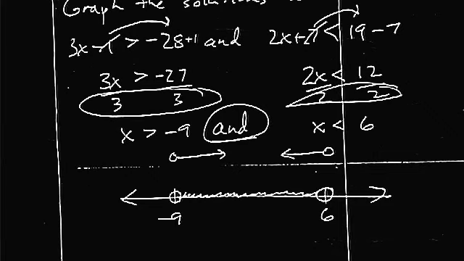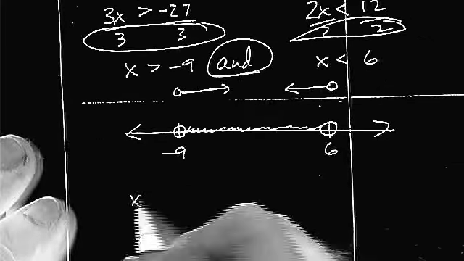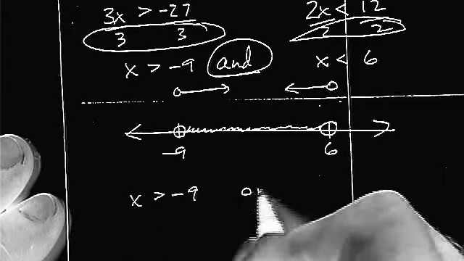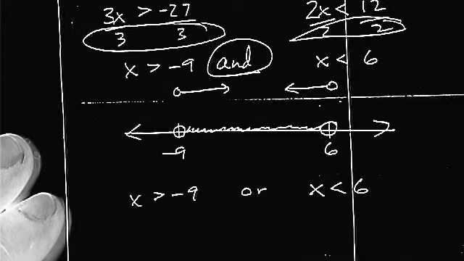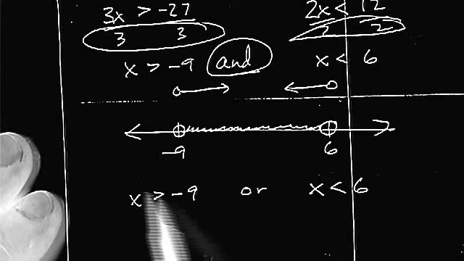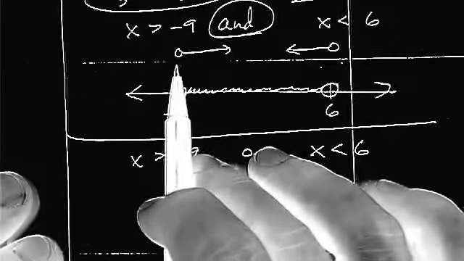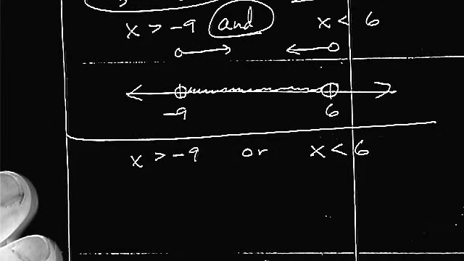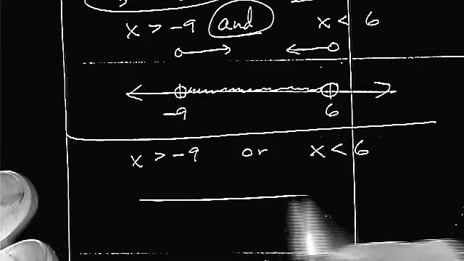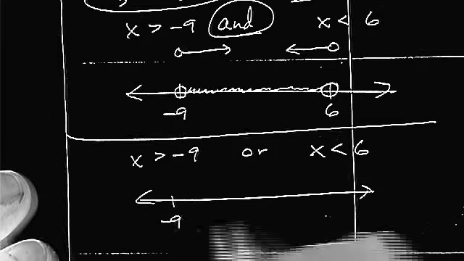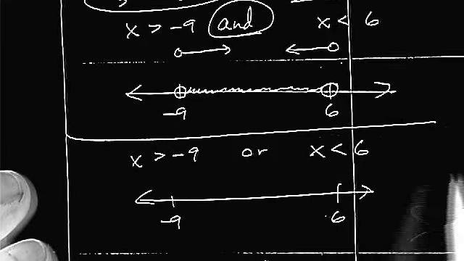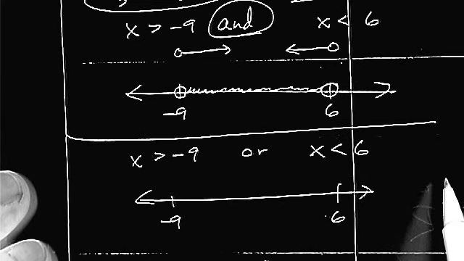How would this problem change if the word was or? So if I asked you to identify all the values that were in x is greater than negative 9 or x is less than 6, and you had to start writing them all down, keep in mind that one goes on forever and ever to the right, one goes on forever and ever to the left. Do you realize every number would be accounted for on the entire number line?